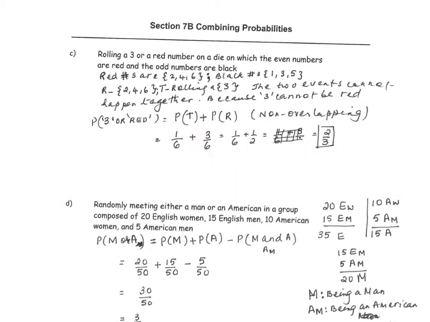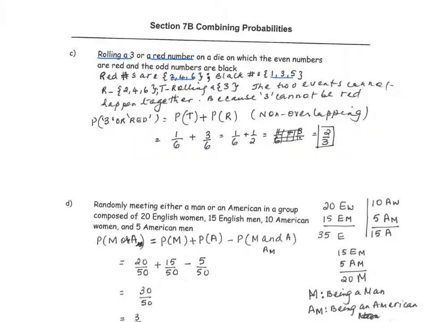In this video, we'll be doing more problems where we'll apply the rules of probability: the AND rule, the OR rule, and the at least one rule. So the two events are rolling a 3 and rolling a red number on a die in which the even numbers are red and the odd numbers are black. So the red numbers are 2, 4, and 6, and the black numbers are 1, 3, and 5.